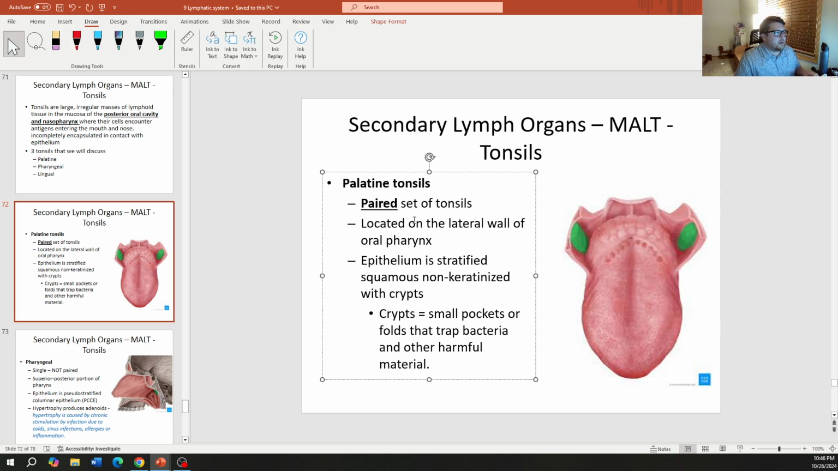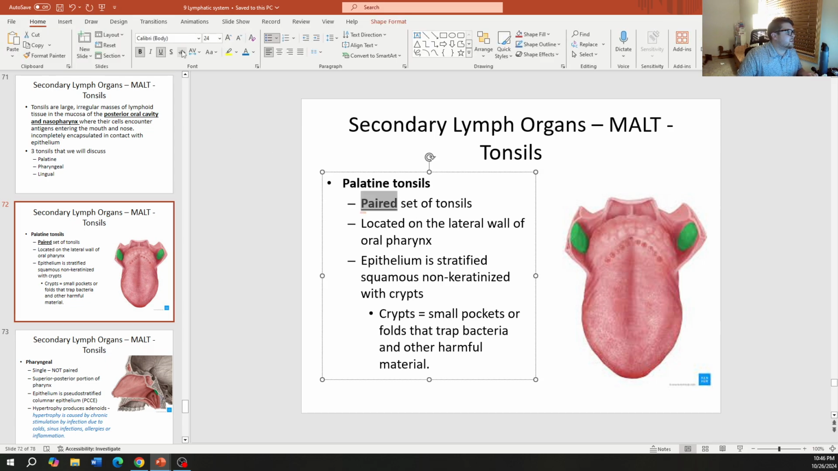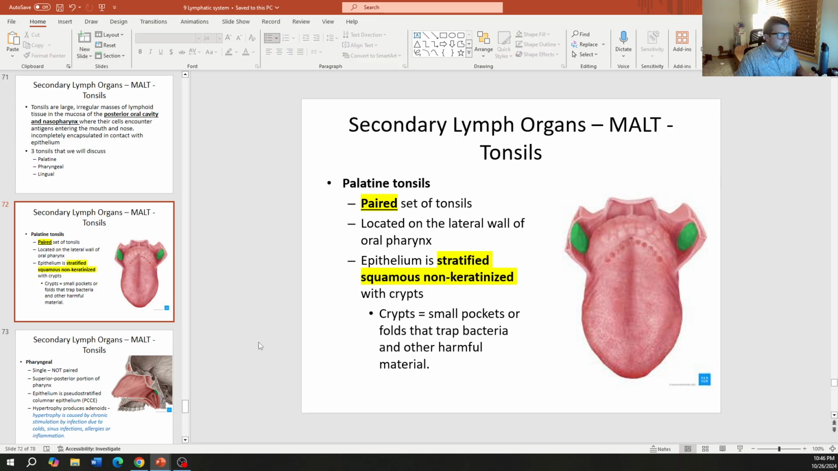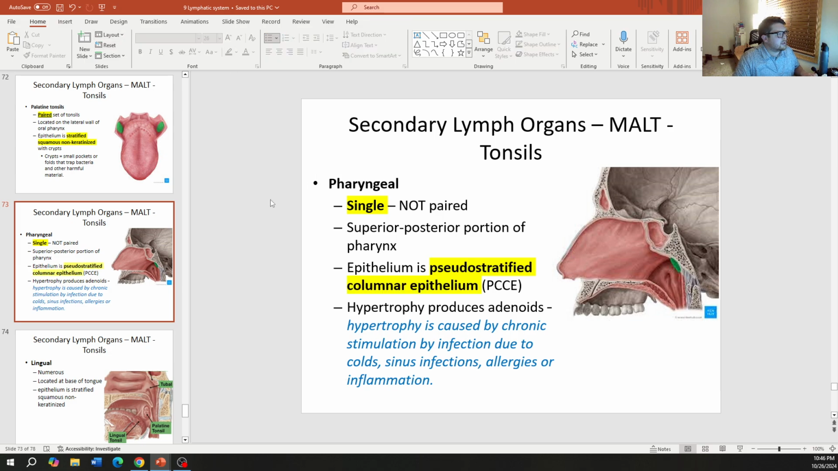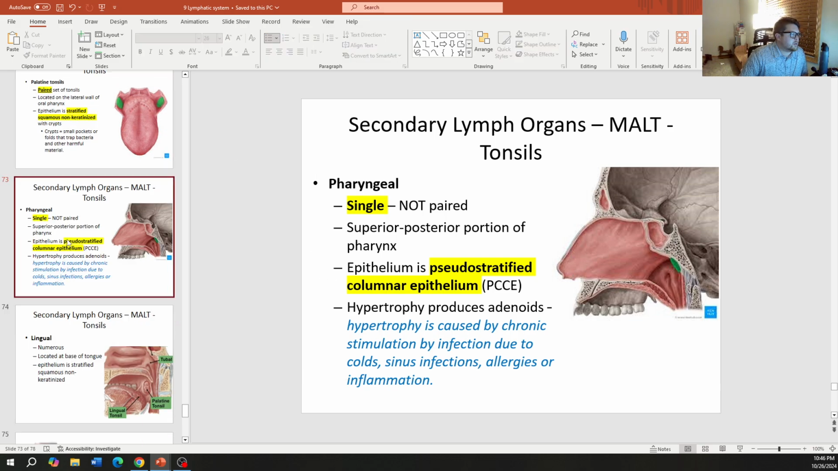Our palatine tonsils are paired. We want to make sure we focus on this. And they are stratified, squamous, non-keratinized epithelial cells. Bam, right there. Our pharyngeal tonsil is single, not paired. It's on the superior portion of the pharynx. The epithelium is pseudostratified columnar epithelium. These are the 2 big things that this professor had focused on, so we just want to keep those things in mind.